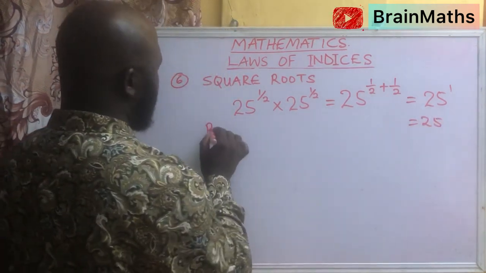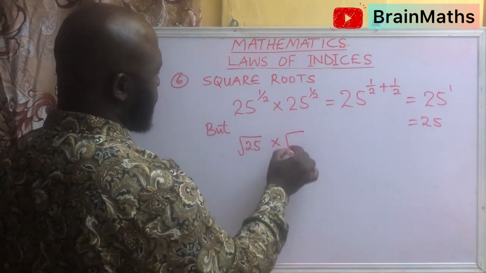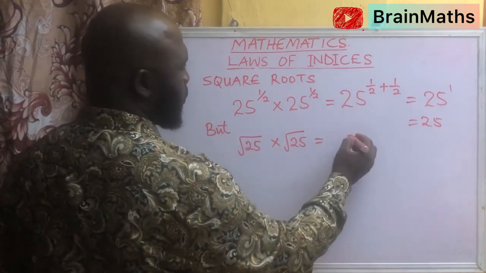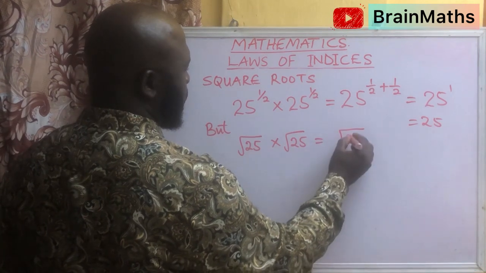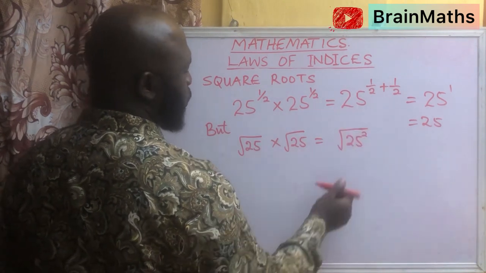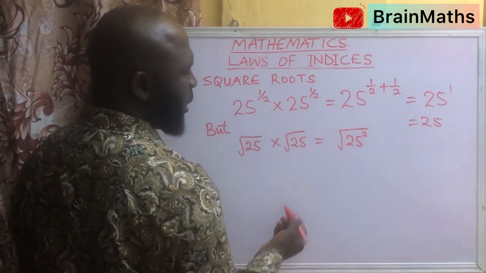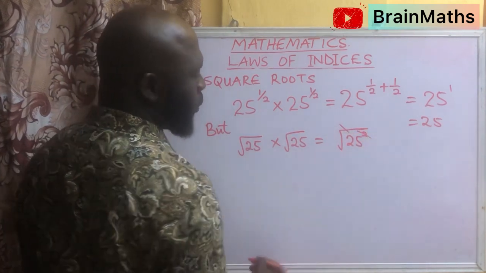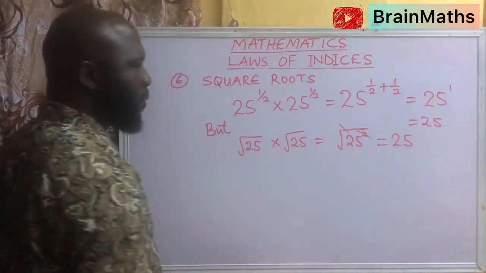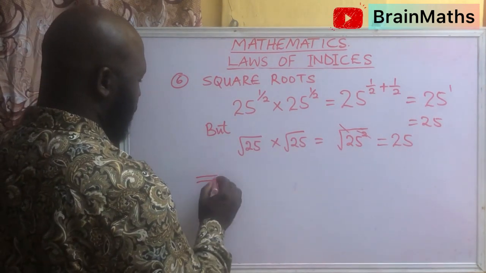But if we have square root of 25 times square root of 25, we can see that we have 25 raised to power 2 with 1 square, and we know clearly that whenever a square and a square root are meeting, then the two of them cancel out each other, and that is leaving us with ordinary 25.